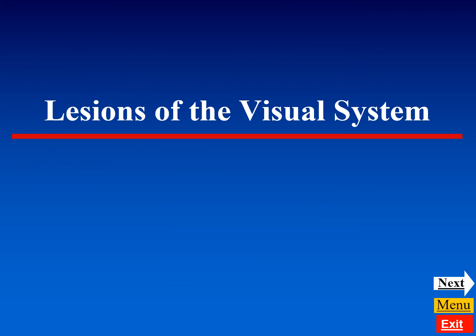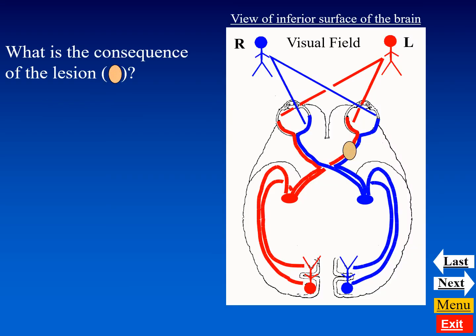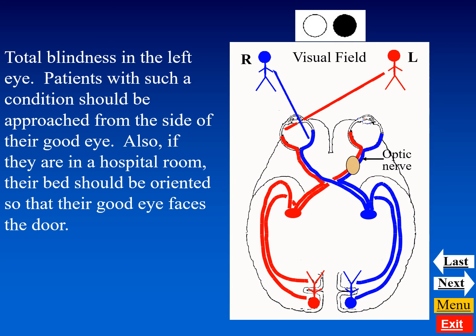The following slides present 4 cases involving lesions of the visual system. A lesion of the left optic nerve would result in what? This lesion of the left optic nerve would result in total blindness of the left eye.